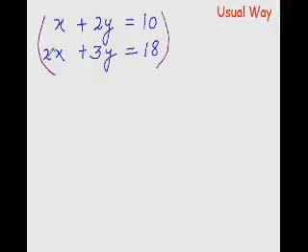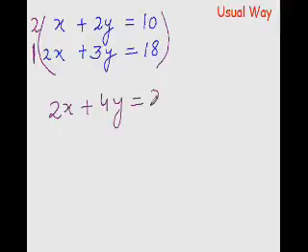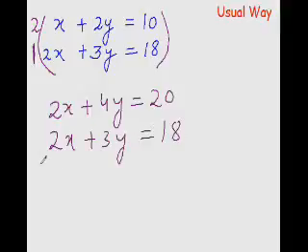The coefficient of this x is 2, so I multiply this 2 here, and the coefficient of this x is 1, so I put 1 here. So let's put these equations here. 2 times x is 2x, 2 times 2y is 4y, and 2 times 10 is 20. And multiply this equation with 1, so it would be 2x plus 3y equal to 18. Now to eliminate you need to subtract, so change the sign. This is the standard procedure.